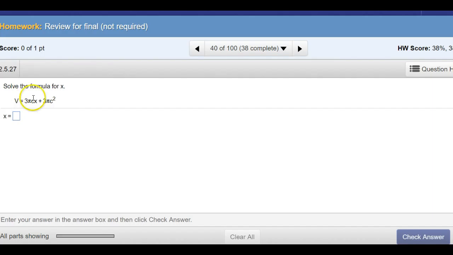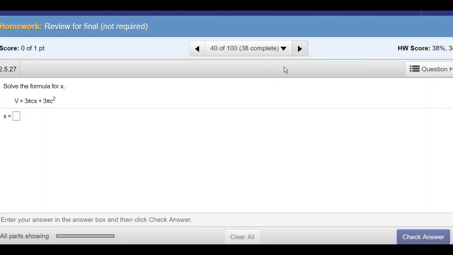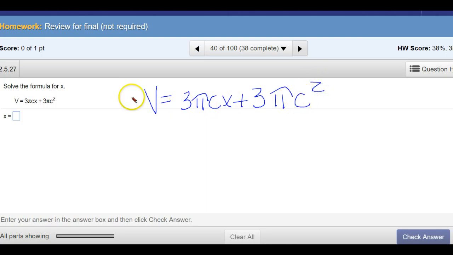Okay, here we're asked to, did I skip one? I don't want to skip any. We want to solve for this formula, so let's write this out here. V equals 3 pi cx plus 3 pi c squared, and we want to solve it for x. Okay, now I'll put our x in red so we can keep track of it.